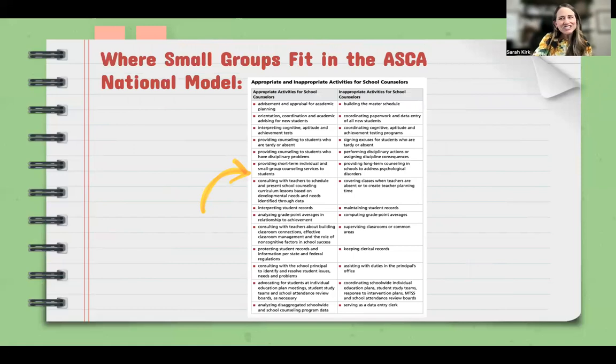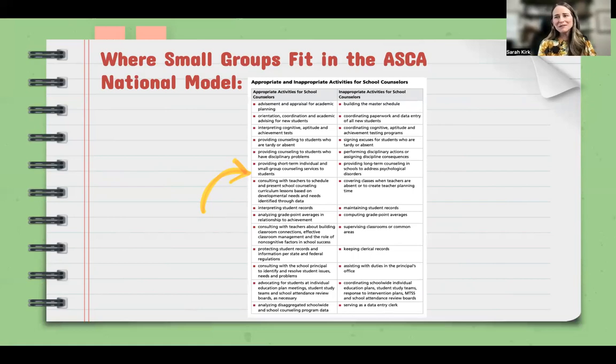Now, if I haven't convinced you yet that this fits into the ASCA National Model and into comprehensive school counseling, you can see here on this document, which is straight out of the ASCA National Model, that under the appropriate activities for school counselors column, you will find short-term individual and small group counseling services listed. So small groups are definitely an appropriate activity.